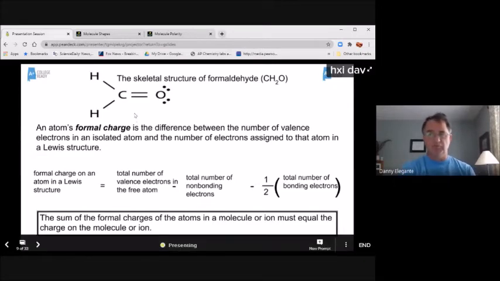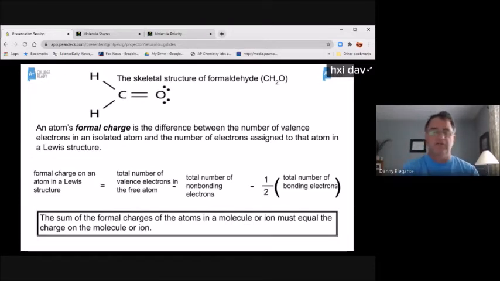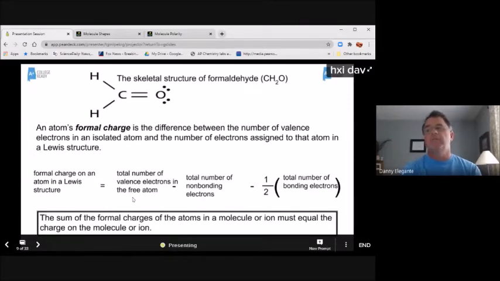So let's look at this molecule that's above you. Carbon right here. If you look on the periodic table, carbon has 4 valence electrons. So we would do 4 minus the total number of non-bonding electrons. Non-bonding electrons means electrons in lone pairs. So it would be 4 minus 0, because there's 0 lone pairs around carbon, minus 1/2 the total number of bonding electrons.